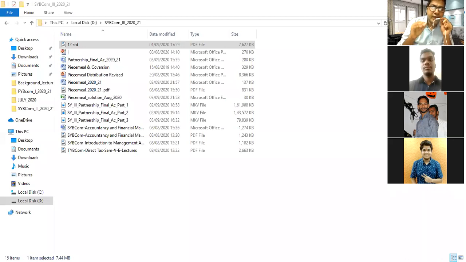And in the next lectures, whenever you come, that time we will start solving some problems which are related to the partnership final account. I hope you understood what is going on. Generally, final account sums are very important, and whenever we solve them, we will easily get maximum marks.